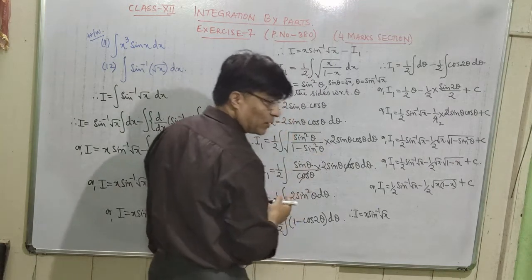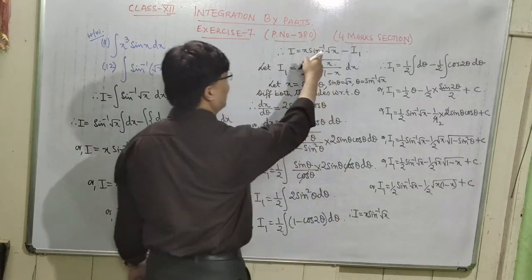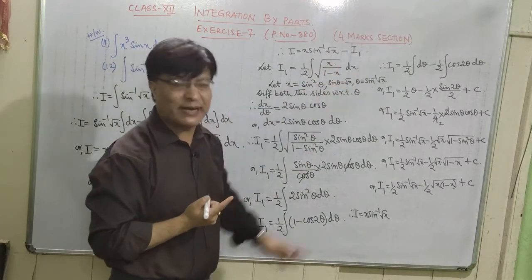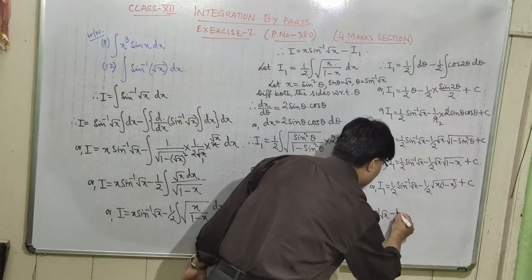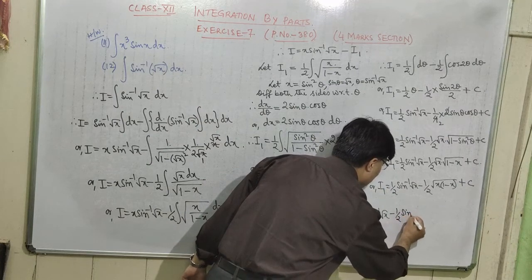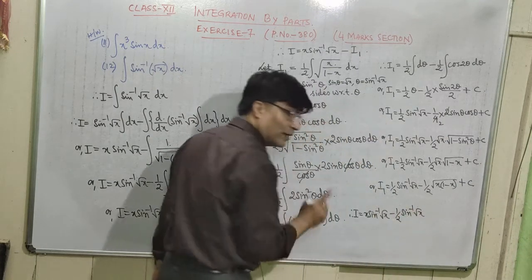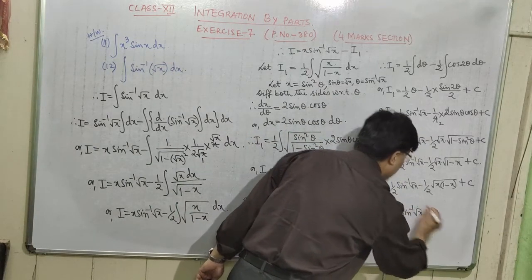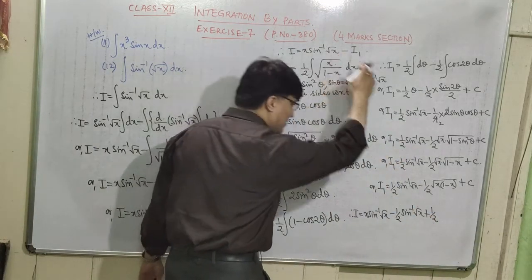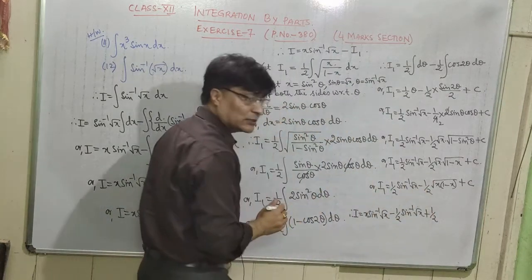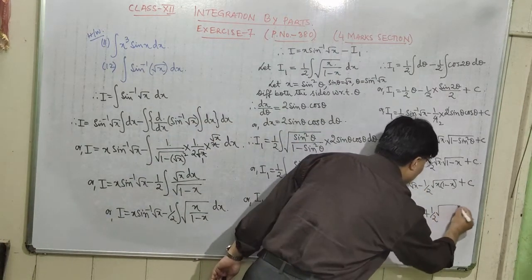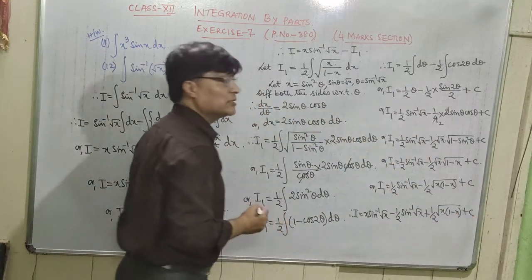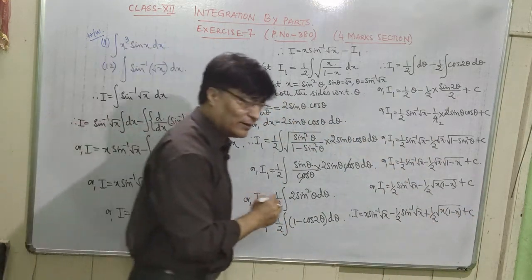You have to change the sign. While putting the value of I1 in this I, you have to change the sign, because before I1 there is minus sign. So it is minus half sine inverse root over x, right? So minus into minus plus, you have to change the sign. Don't forget to change the sign here because there is minus sign. So minus into this minus is plus half root over, this is x into 1 minus x. Then what do we write? Plus c. So this is the final answer.